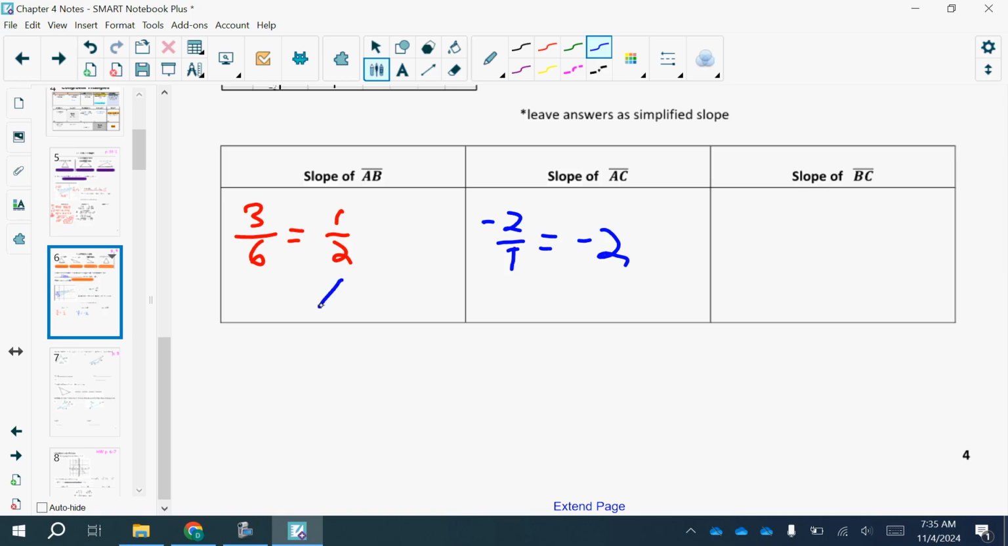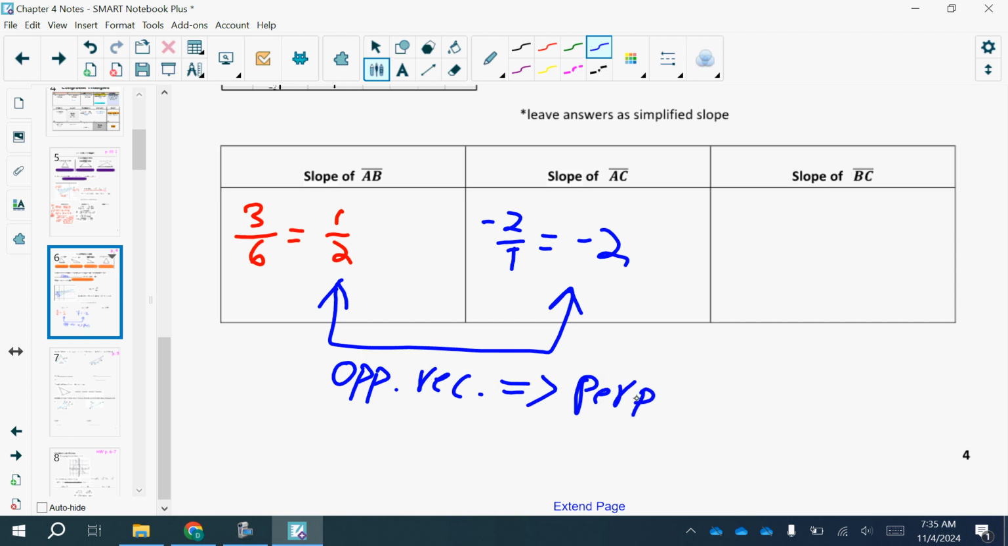So we can actually stop right here. These two are opposite reciprocals, which implies perpendicular lines, which implies a right angle. So this is a right triangle.